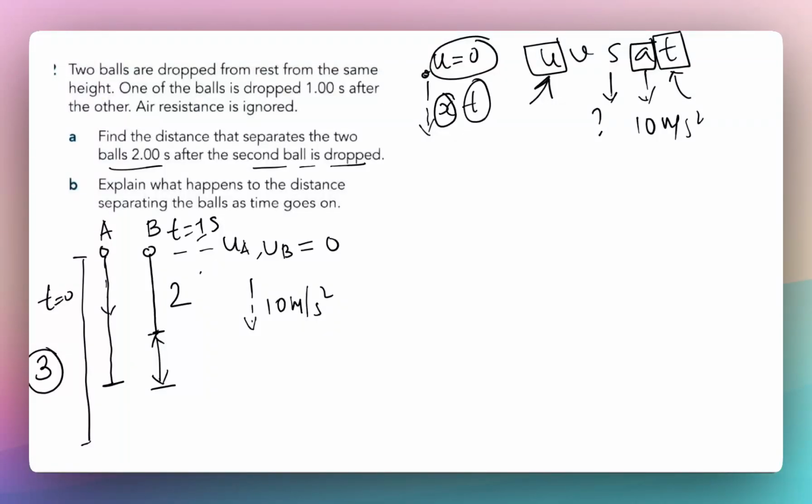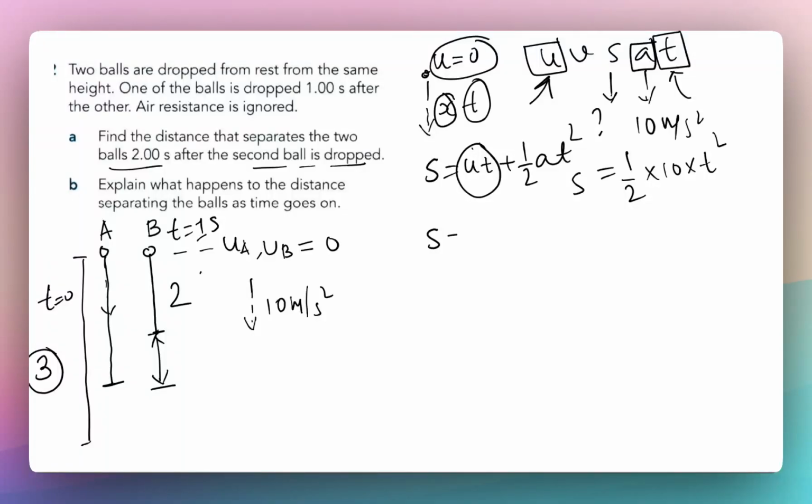As v is missing, we simply use s equals ut plus half at squared, or in this case half gt squared, because u is 0. The distance it will travel is going to be half into 10 into t squared, or in the very general form, s equals 5t squared. This will be valid as long as the ball is dropped from rest.